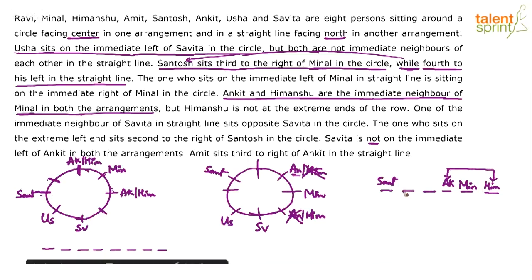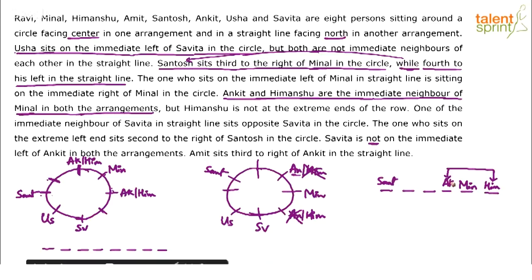So far we have got how many arrangements? I mean, how many seats? 1, 2, 3, 4, 5, 6. 6 seats have been plotted. 2 more seats have to come. Now, where will those 2 seats come? On the left of Santosh or on the right of this side, or one on each side is not very clear. But this is what we have so far, right?